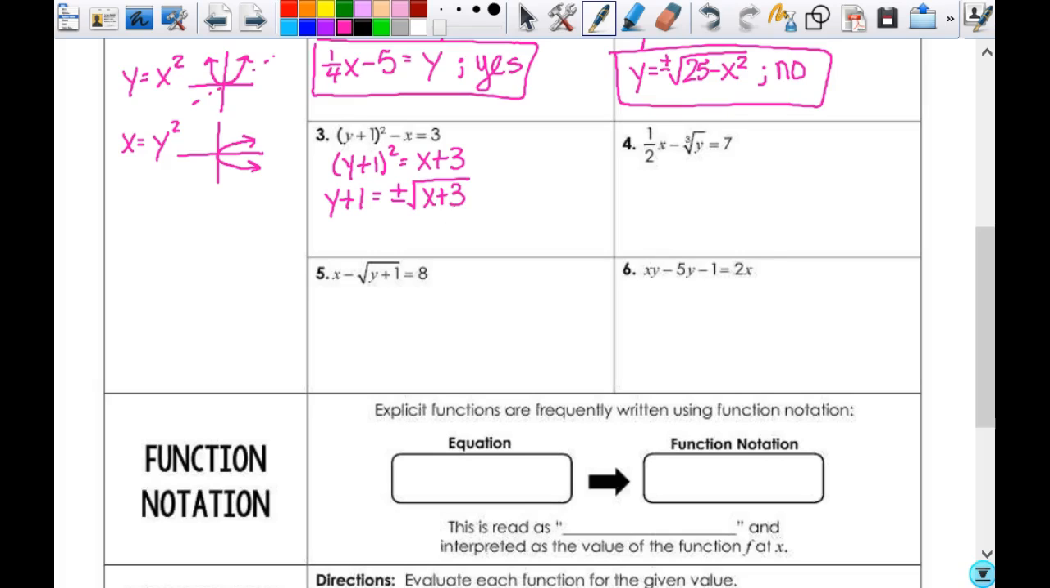Then I have to move the 1 over, and y equals plus or minus the square root of x plus 3, minus 1. And we decided before we started that it's not a function, which is probably a good idea because I think you have even less of a comfortable feeling about it right now. But we do know that the answer is no, not a function.